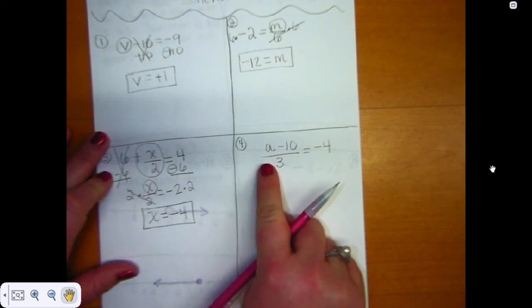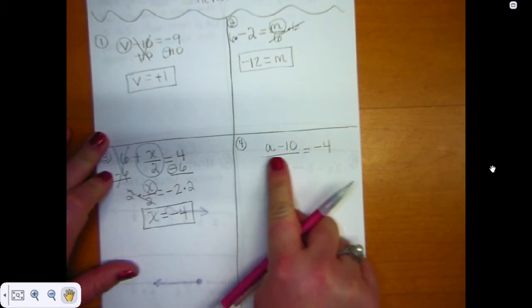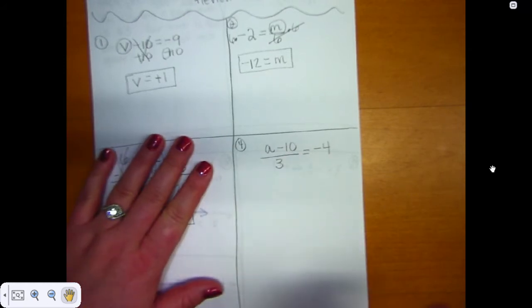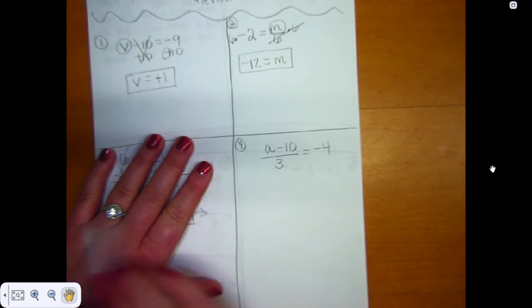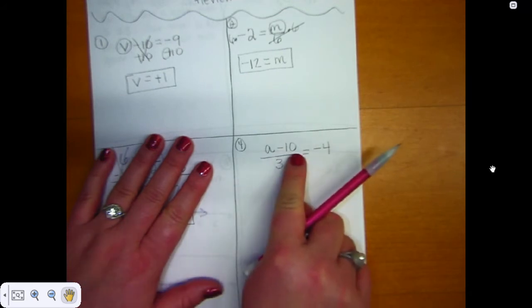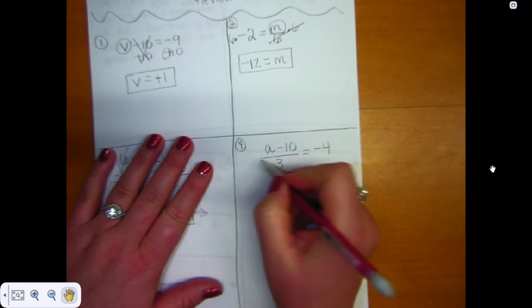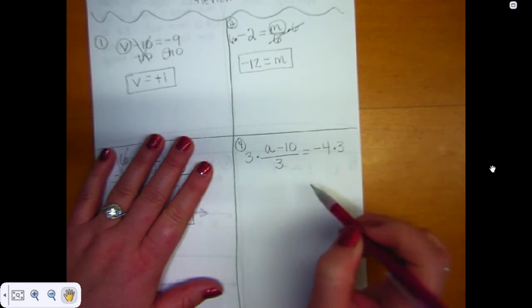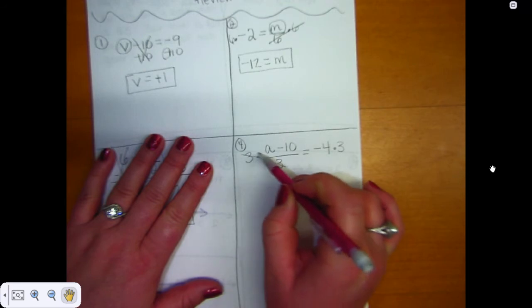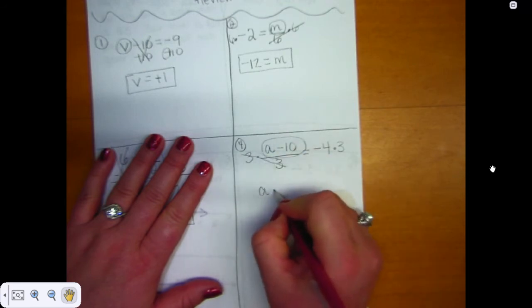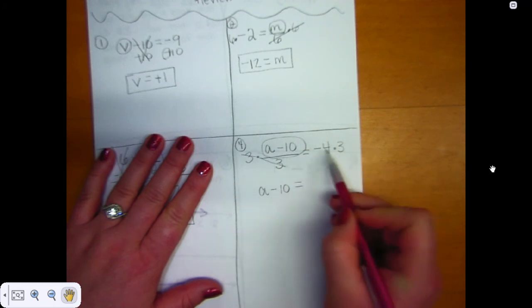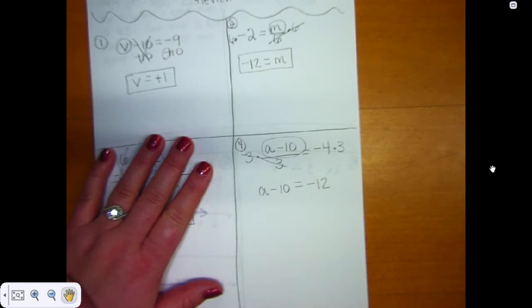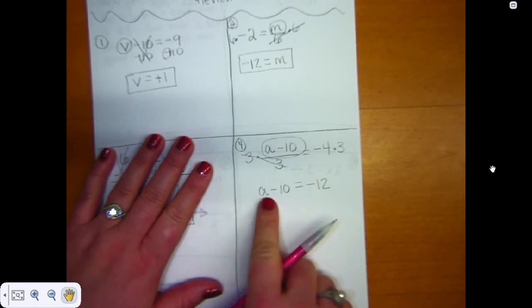Okay, so this one says a minus 10, and it's all divided by 3. It looks really hard, but it's not, because the first thing we're going to do is get rid of this 3. Right now, my variable is being divided by 3, so I'm going to do the opposite or inverse, and I'm going to multiply both sides by 3. That means these cancel out, and I'm left with a minus 10 is equal to negative 4 times 3 is negative 12.